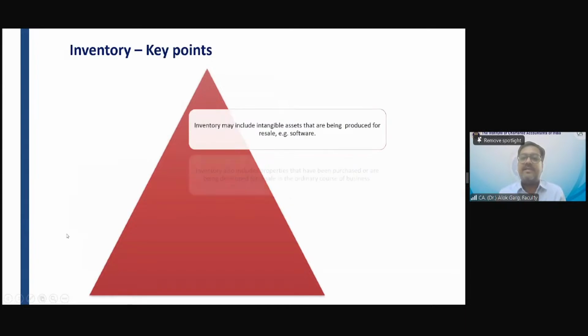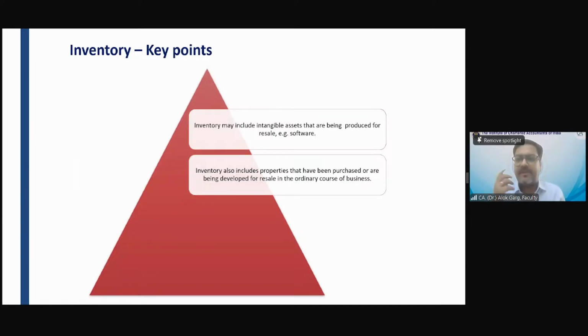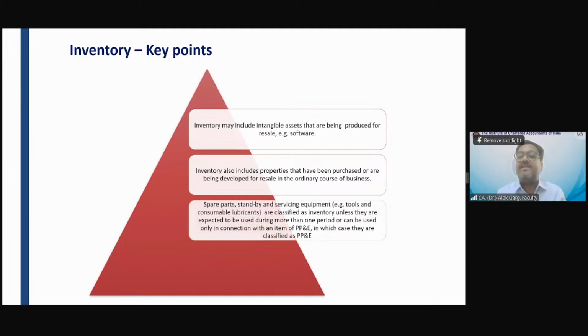So friends, inventory may include intangible assets that are being produced for resale. For example, SAP is a company. SAP is selling SAP software. So what is the nature of SAP software for that company? That is an inventory because it is held for sale in the ordinary course of business. For Microsoft, this MS Word, MS Office, Microsoft Office. What is the nature of Microsoft Office in the books of Microsoft? It's an inventory. So inventory also includes properties that have been purchased or are being developed for resale in the ordinary course of business. DLF, for DLF, the flats, land. What is the nature of these flats and land in the books of DLF? Inventory. It is again an inventory.